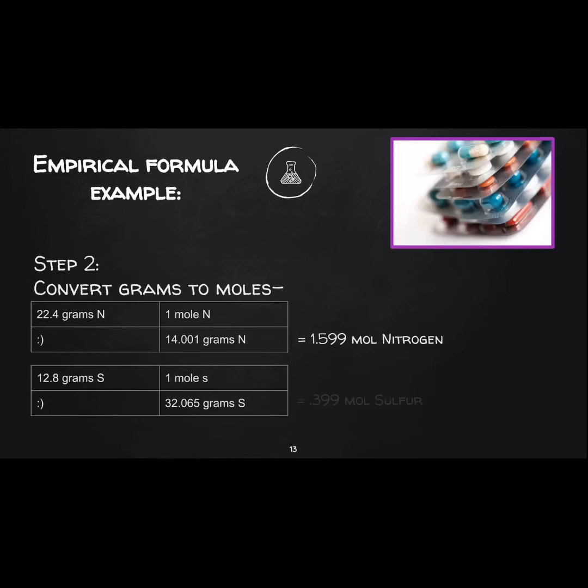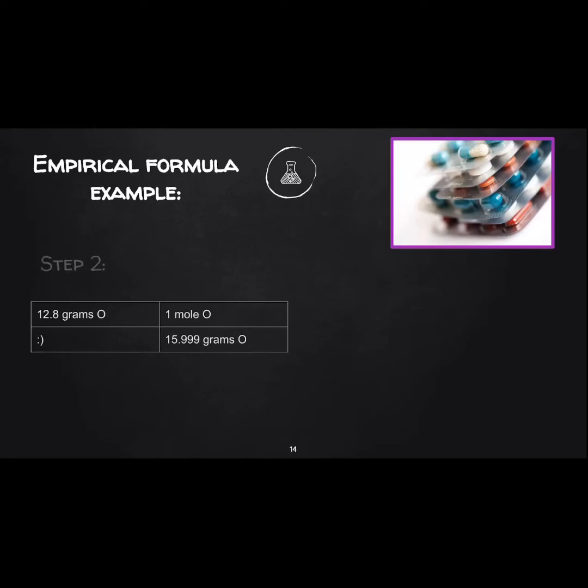So now I have moles of nitrogen, I have moles of sulfur, and again, all I'm doing is dividing my grams by its molar mass to get moles. And finally, I have oxygen. My 12.8 grams divided by the mass is 0.8 moles of oxygen. So now that we have everything converted into moles, let's look at our next step.